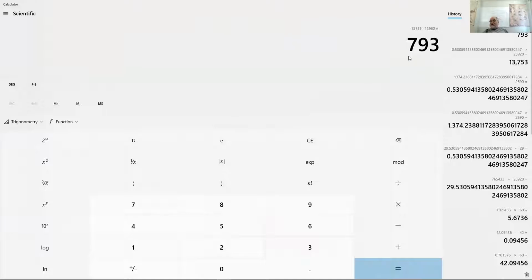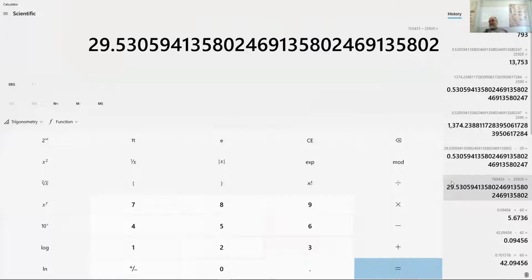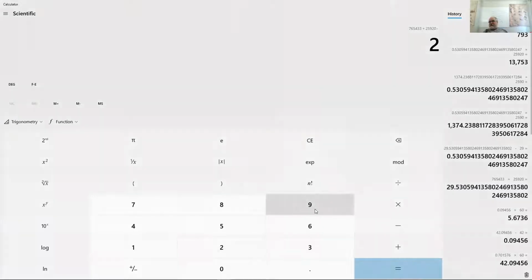Now, half of 25,920 is 12,960. So if I subtract that, those are the number of parts over 12 hours. So it's 29 days, 12 hours, and 793 parts. That's how long a month is. But we could have put this into our system. So what we would do is we would subtract the 29 again.